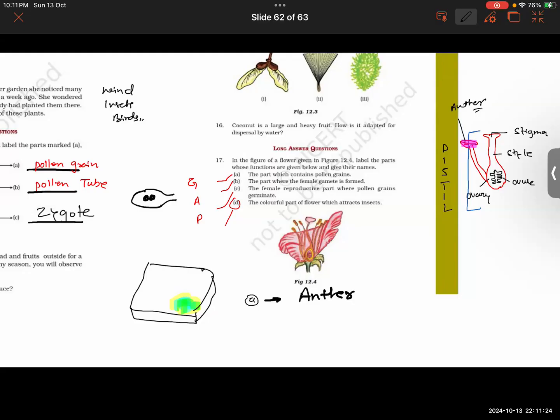Gauss, are you getting it or are you getting confused in this? Sir, I got it. Okay. Next, Abu Bakr, the part where the female gamete is formed.